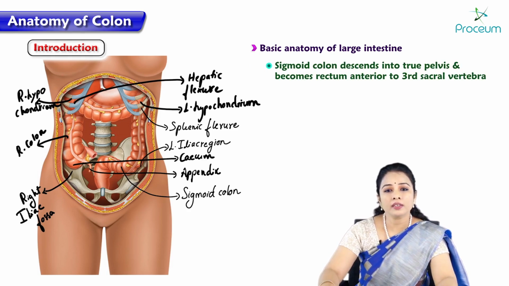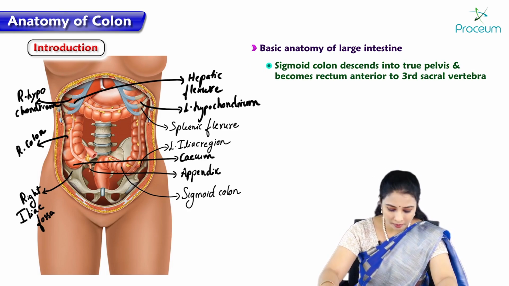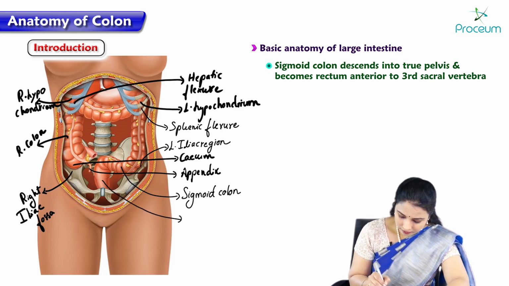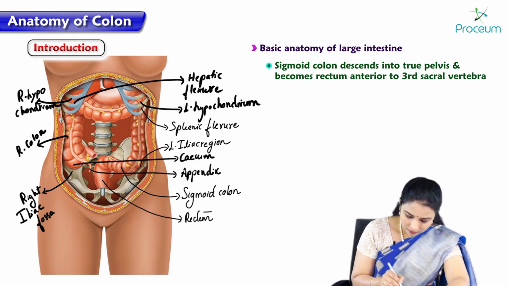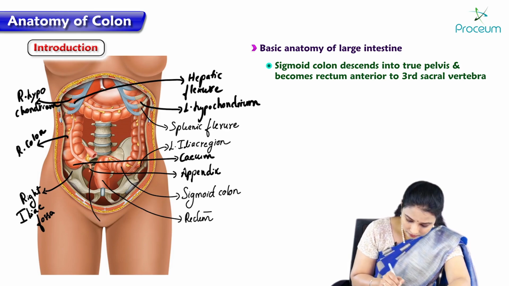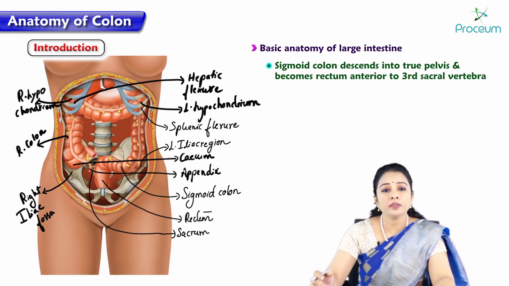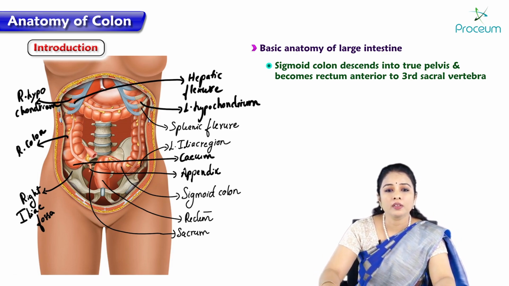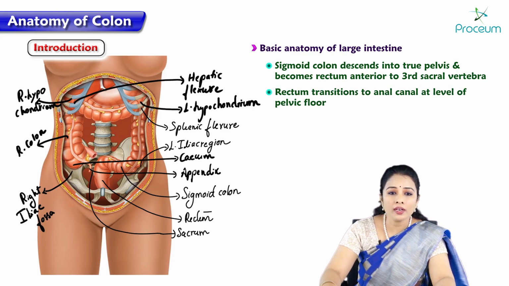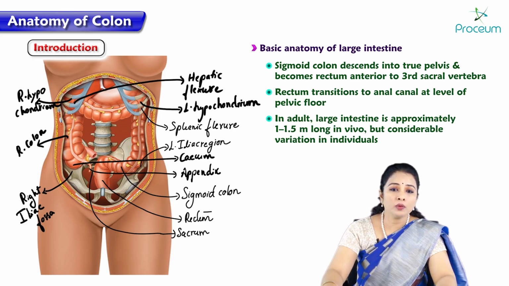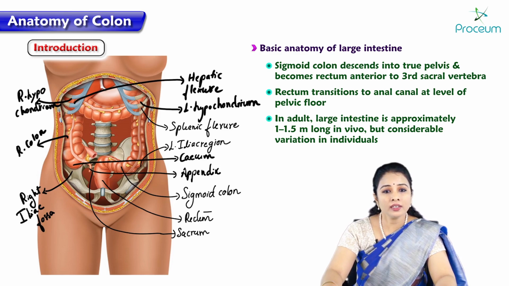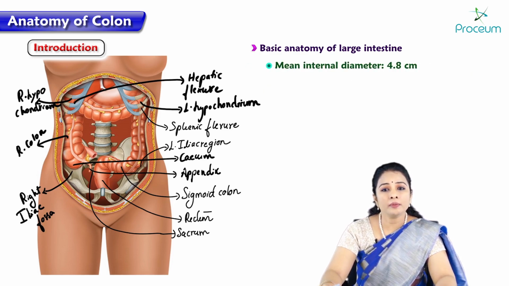Further it becomes the rectum, anterior to the third sacral vertebra. We can see the sacrum here. The rectum begins at the third sacral vertebra and transitions to the anal canal at the level of the pelvic floor. In adults, the large intestine is approximately 1 to 1.5 meters long in vivo, but there is considerable individual variation. The mean internal diameter is 4.8 centimeters.